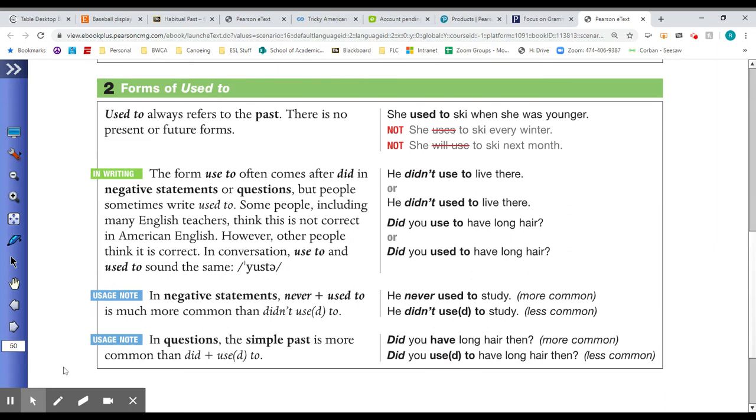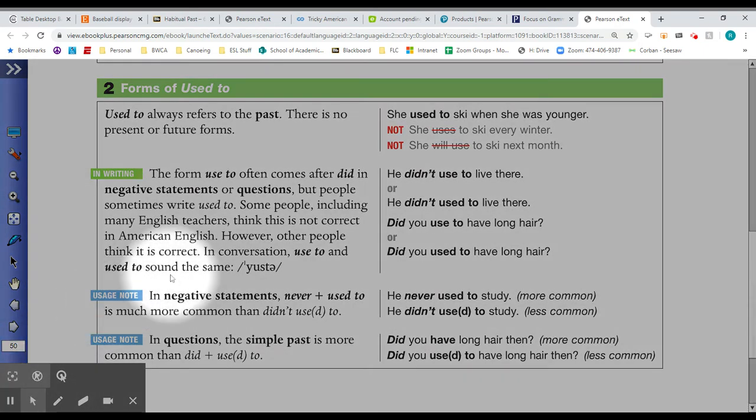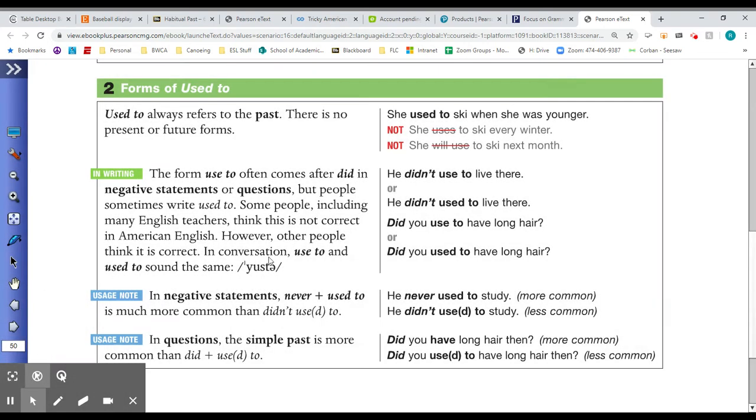There is some disagreement about how to use used to in the negative and in question forms. Some people, including some English teachers, think that in American English we don't use didn't used to, only he didn't use to. This is a section that you might want to pause and think about for yourself.